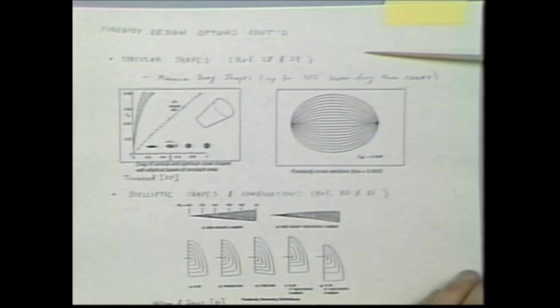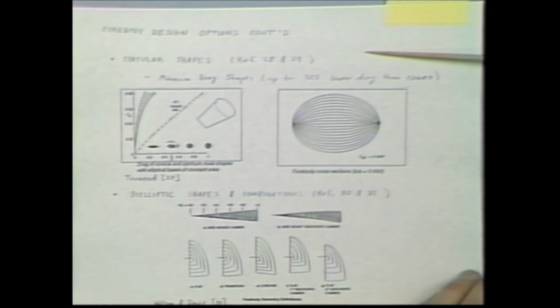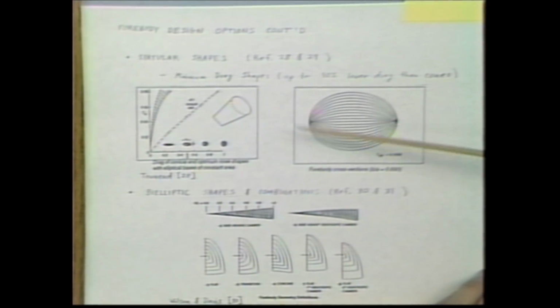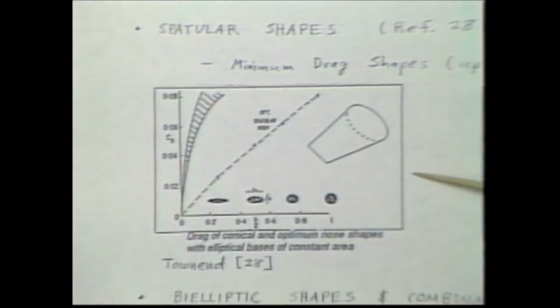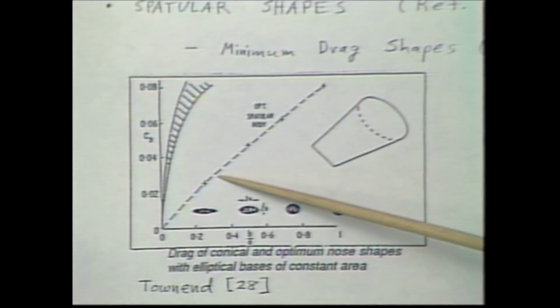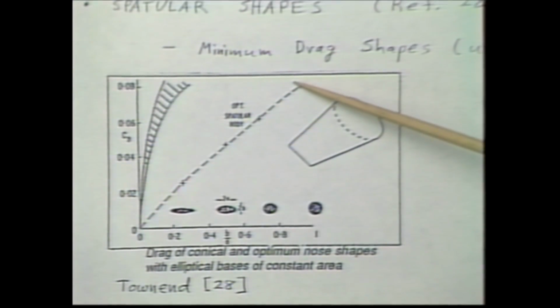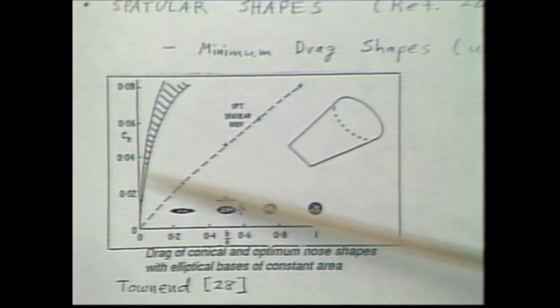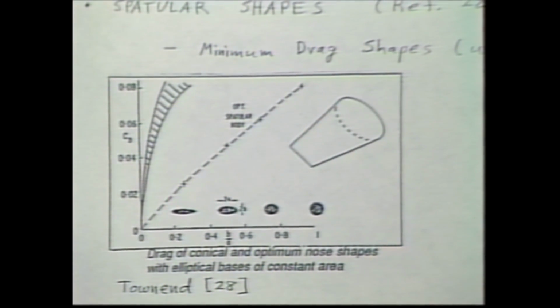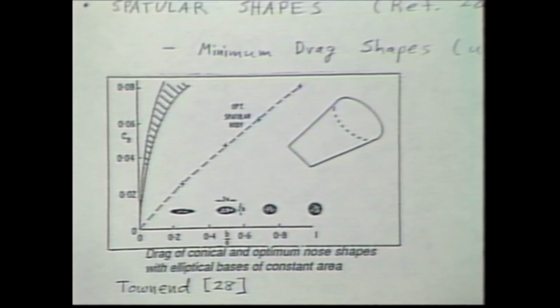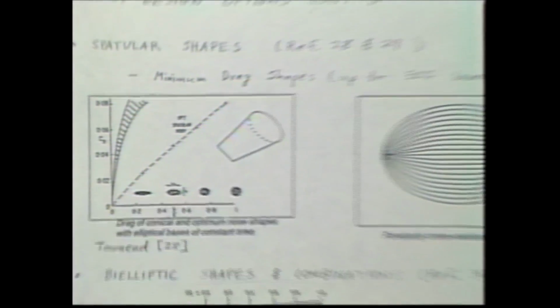Spatular shapes are an interesting design option. This was an idea first developed by Jack Pike in Britain. They are shapes that minimize drag, and as it turns out, here's a line of drag of a spatular shape versus cones at equivalent base shapes. And the spatular shapes do produce quite a bit lower drag. And so they do provide us with an interesting design option for a hypersonic aircraft.